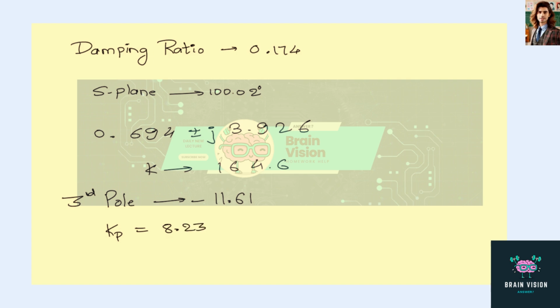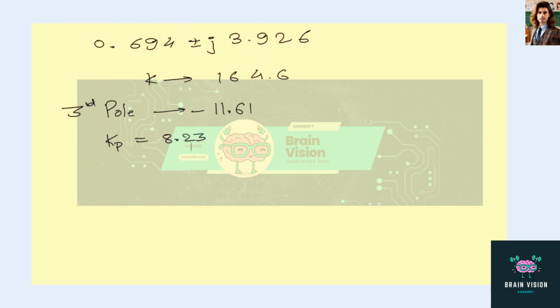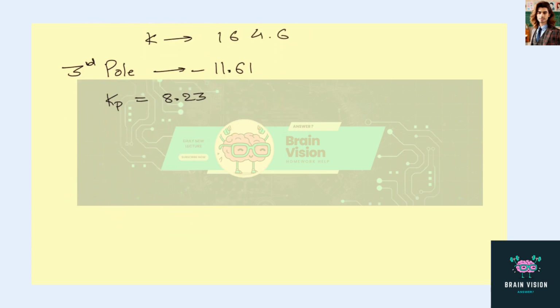Hence the steady state error would be e of infinity equal to 1 over 1 plus Kp, which would be equal to 1 divided by 1 plus 8.23, which would be equal to 0.108.